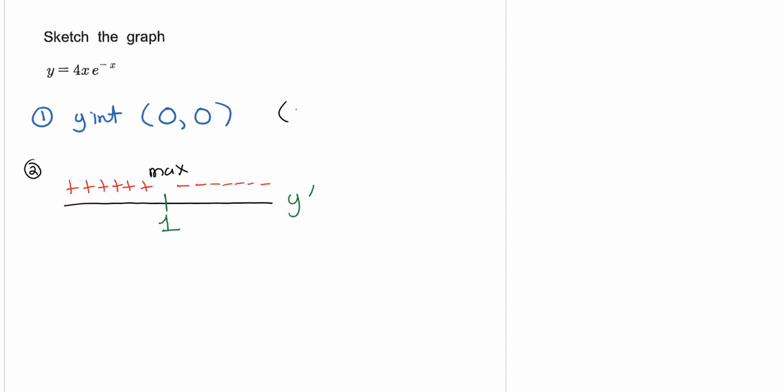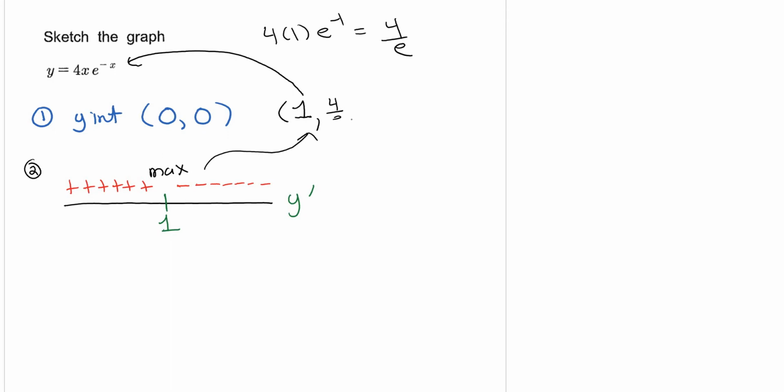So on the original graph, when x equals 1, what is the corresponding height? Well, that means we plug in 1 over there, so that would be 4 times 1 times e to the power of negative 1, which equals 4 over e. So this would be 4 over e. And what that means is this particular point now, that's your max, right? So you have a max at the point (1, 4/e).